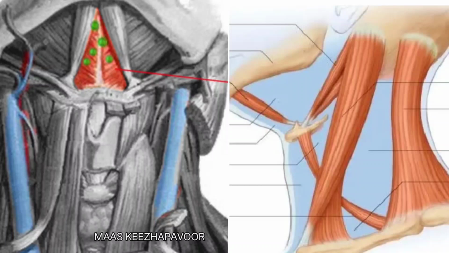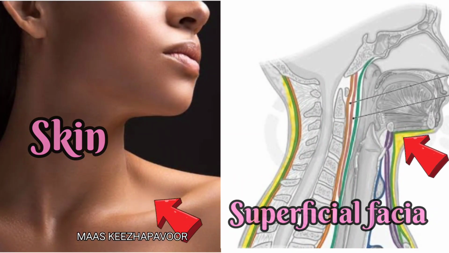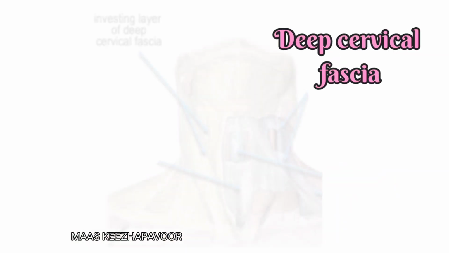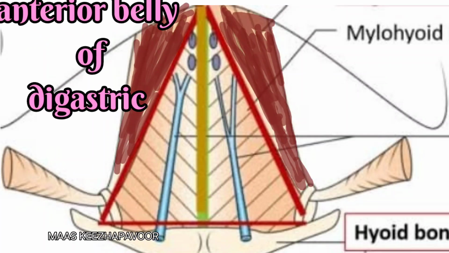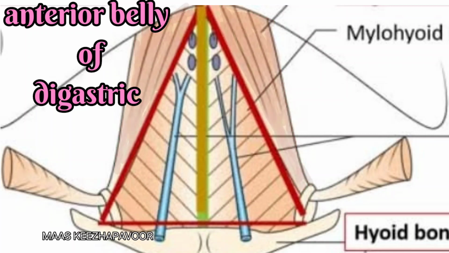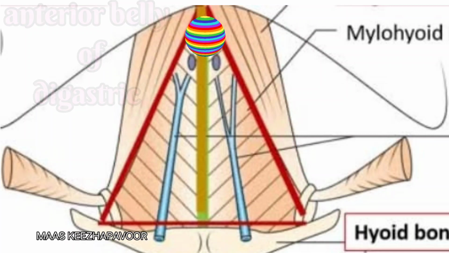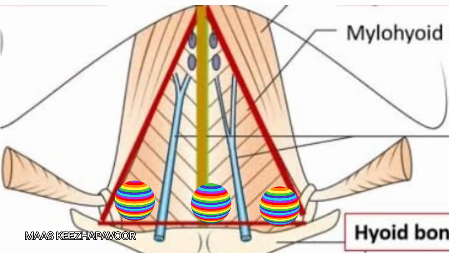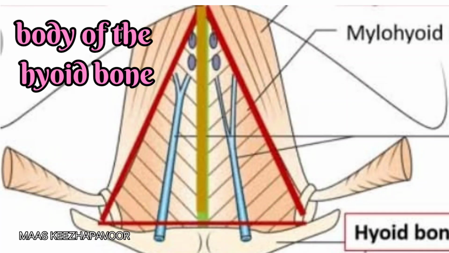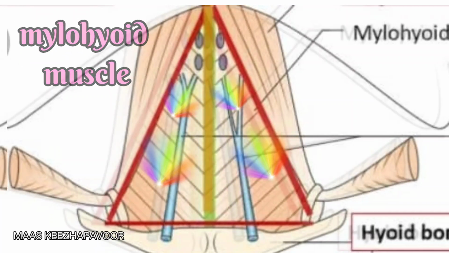Let us see boundaries for each triangle. The roof of the triangles are formed by skin, superficial fascia, platysma, deep cervical fascia. The submental triangle is bounded laterally by right and left anterior belly of digastric muscle. The apex is at the mandibular symphysis. The base of this triangle is formed by body of the hyoid bone, and floor is formed by mylohyoid muscle.